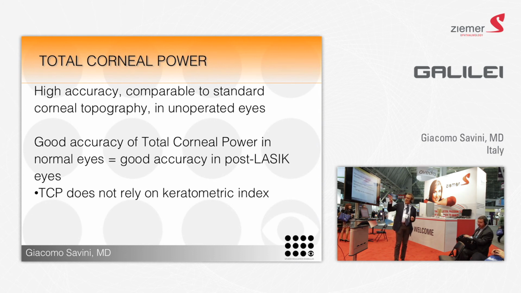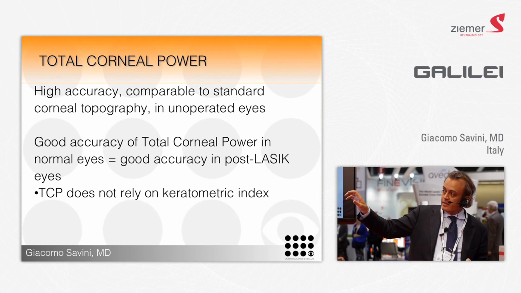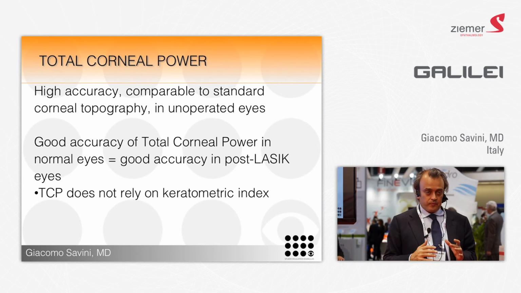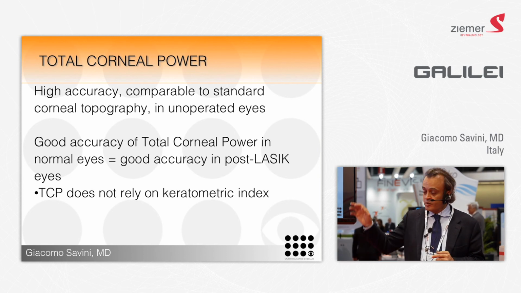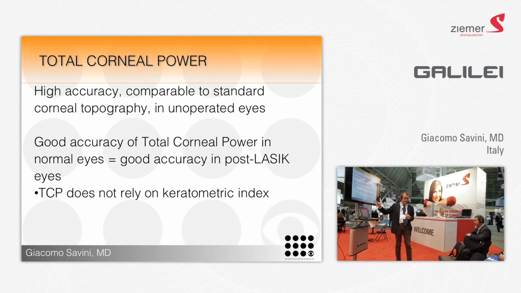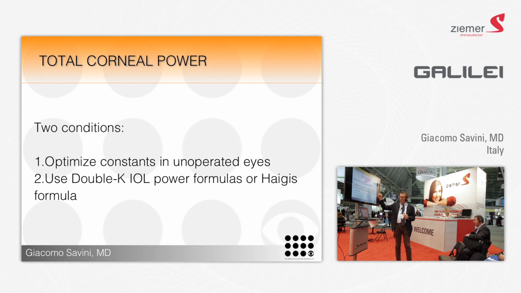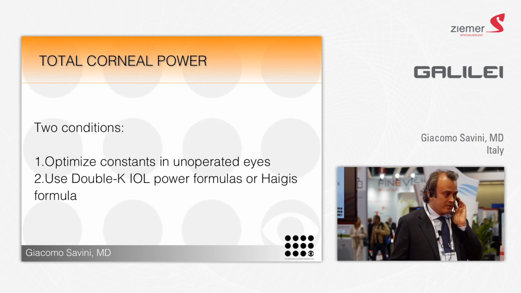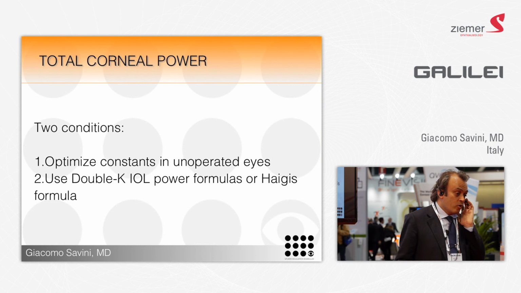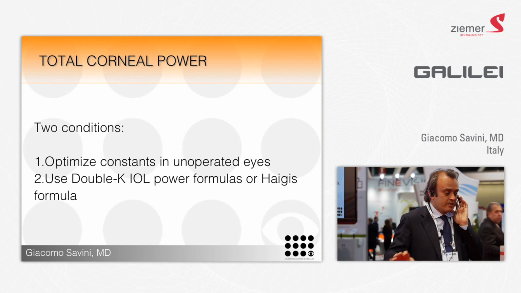So, highly accurate in normal eyes is a good promise to get very good numbers and calculation after LASIK, because you eliminate the problem of the keratometric index. You have to optimize the constants, but of course, if you use it with the SRK/T, Holladay 1 or Hoffer Q, you have to use the double K formulas, or you use the Haigis formulas, and at this time, you have eliminated every problem in IOL power calculation.